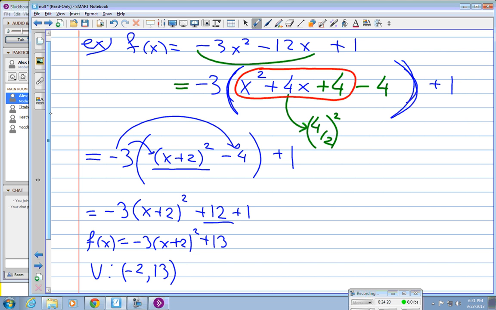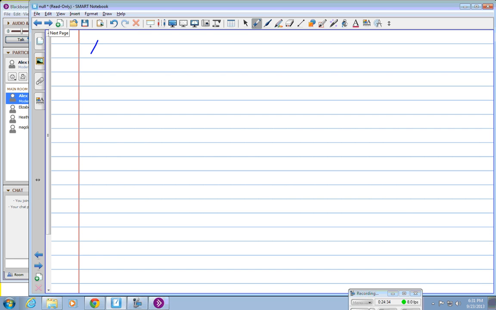Good. Good. Well, there's another way to find the vertex of a quadratic function. I'm about to teach you that, and you're going to like that method. Maybe a little bit better than that. So let's talk about this. So another way of finding the vertex.